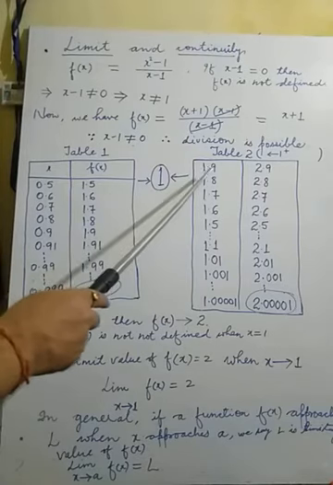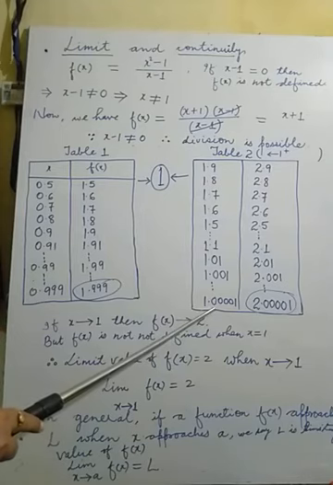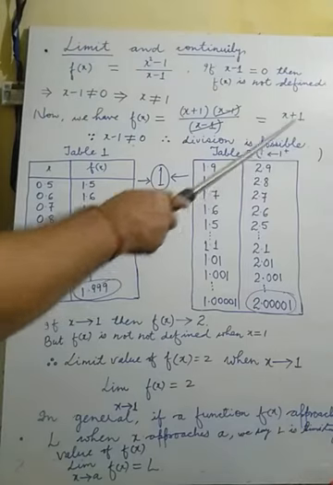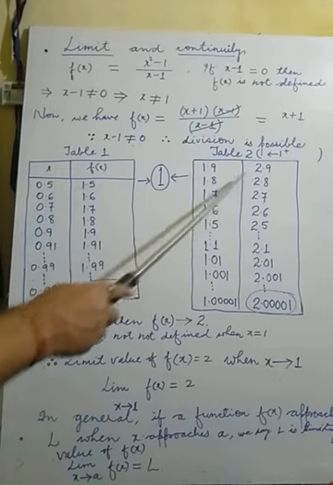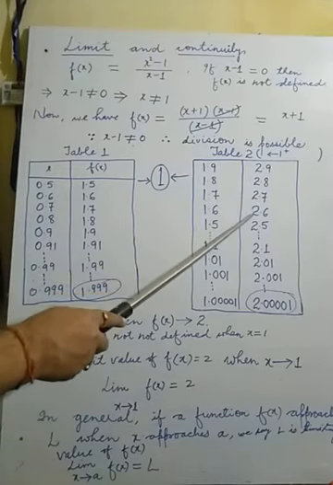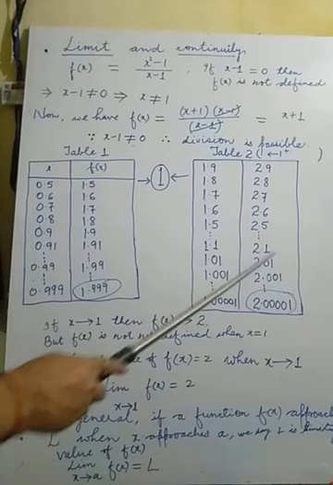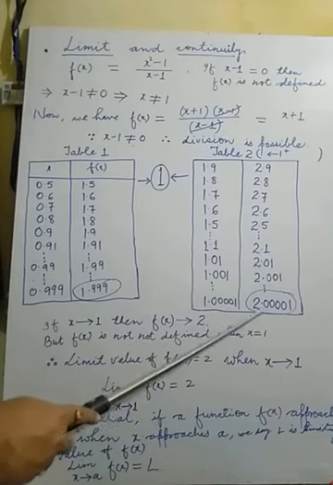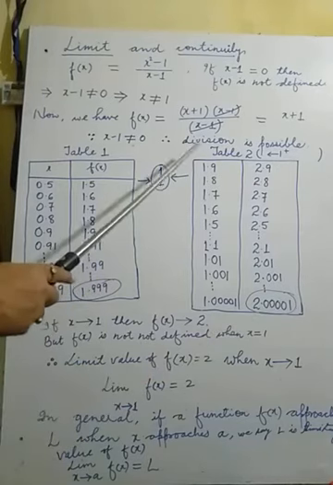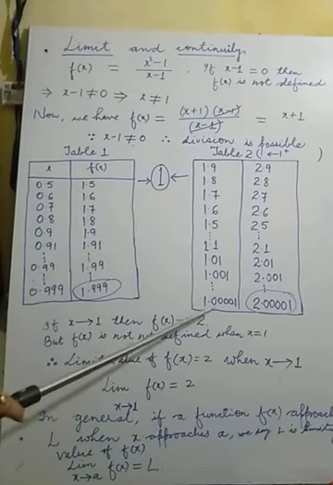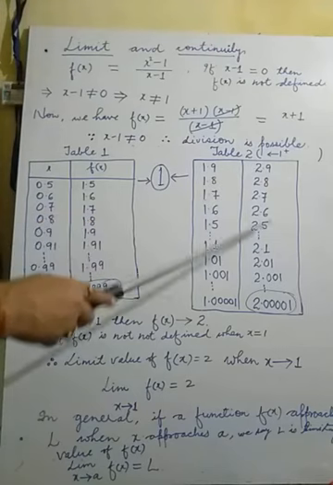So when these greater values are extending to, or approaching, 1, see the value of f(x): it is 1 more than the value of x. 1 more than 1.9 will be 2.9, then 2.8, 2.7, 2.6, 2.5, dot dot dot, 2.1, 2.01, 2.001, dot dot dot, 2.00001. It means what? If the value of x is approaching 1, the value of f(x) is approaching 2.